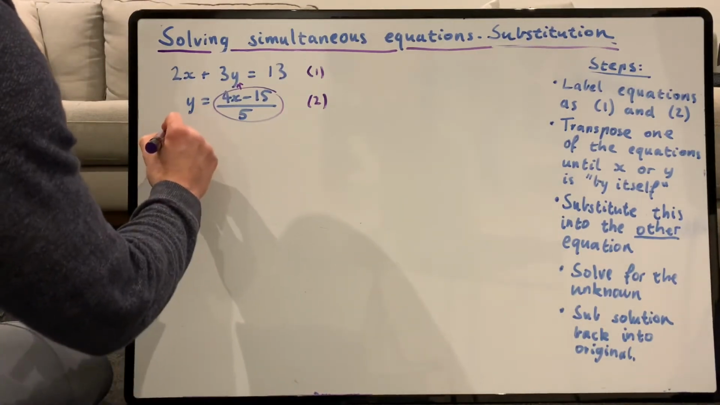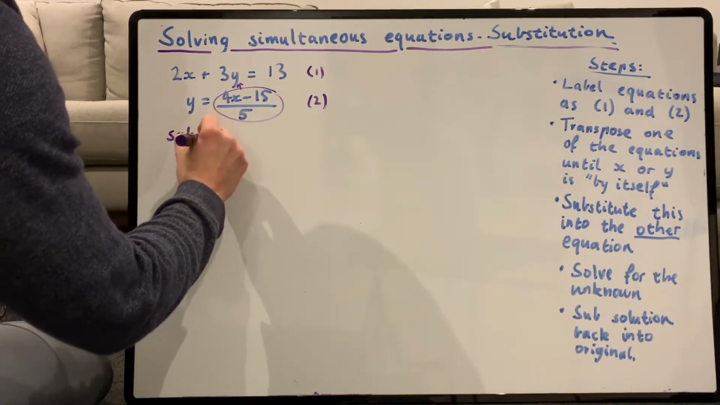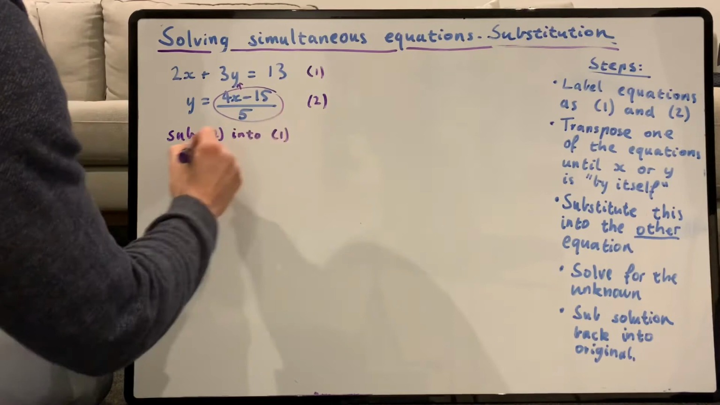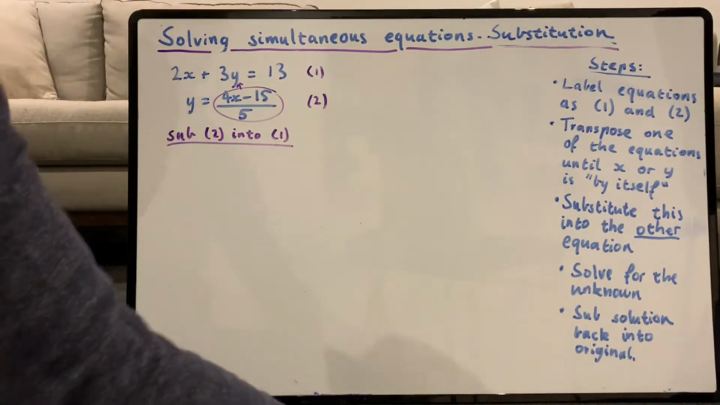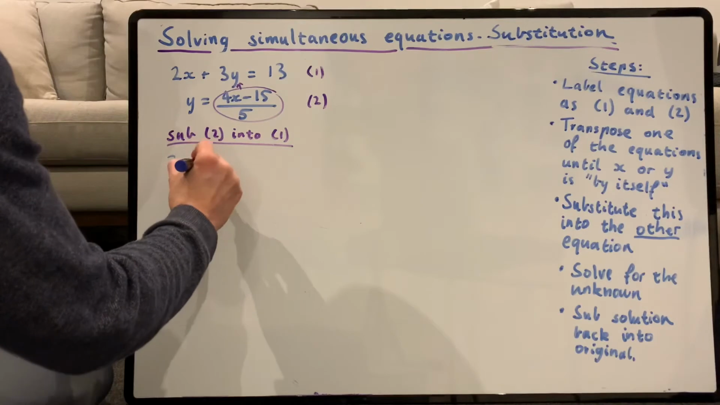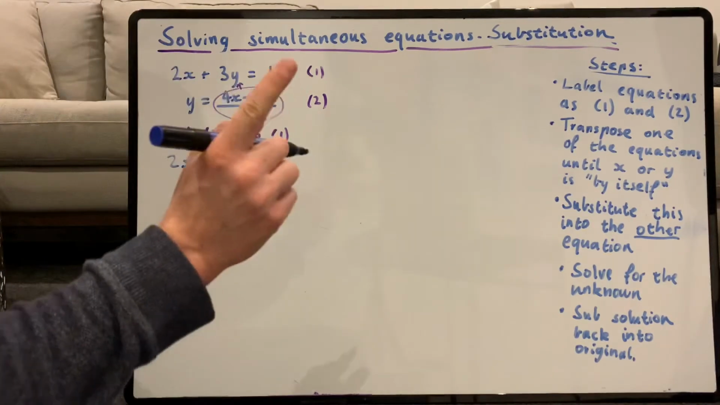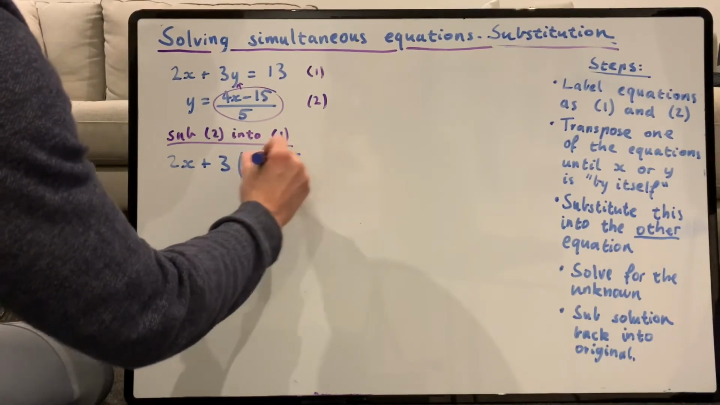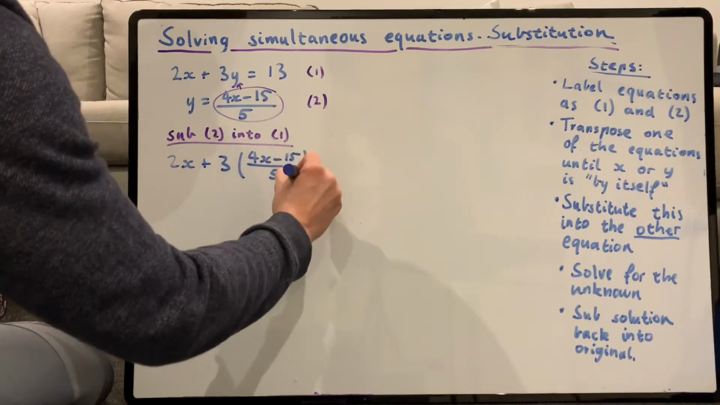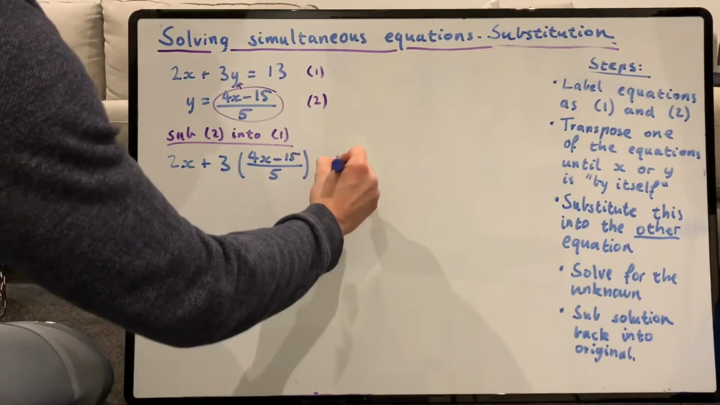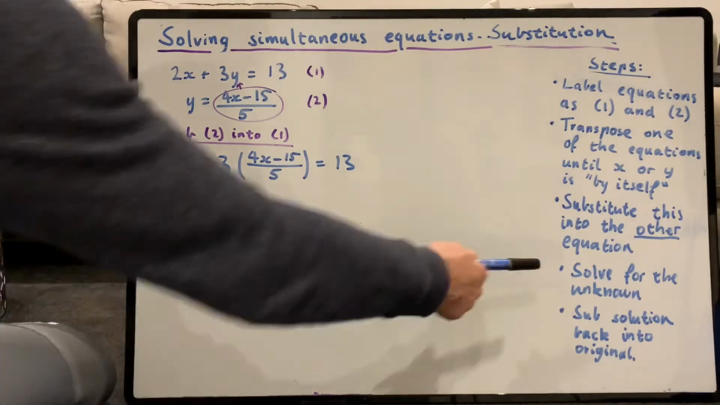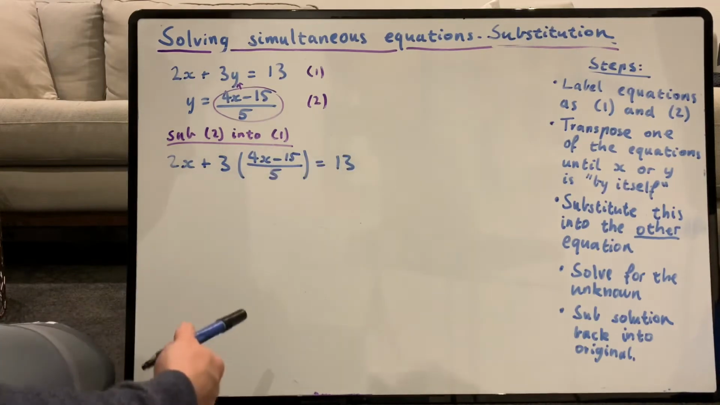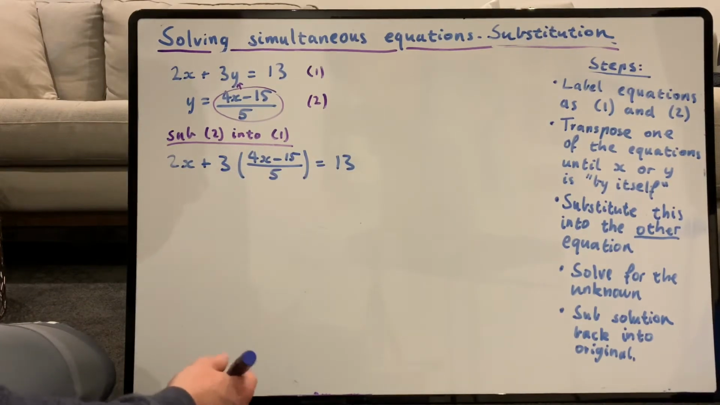Okay, so sub 2 into 1. Let's do it. 2x plus 3, not y, but 4x minus 15 on 5 equals 13. Solve for the unknown. You can see this equation is just in terms of x. Just a little bit of algebra until we figure out what x is. Let's do it.